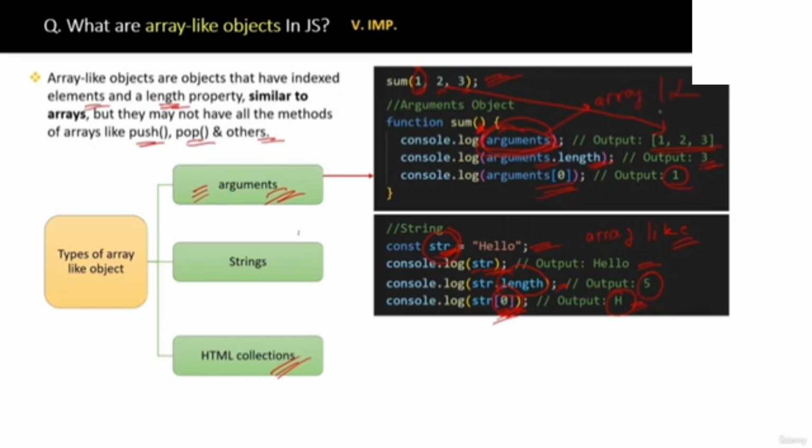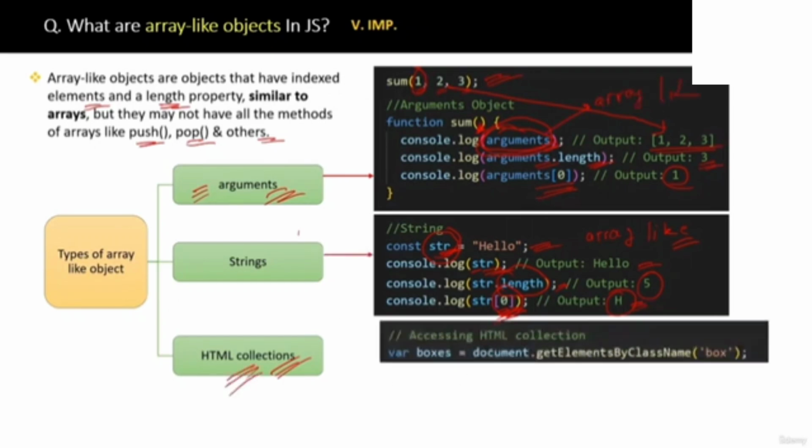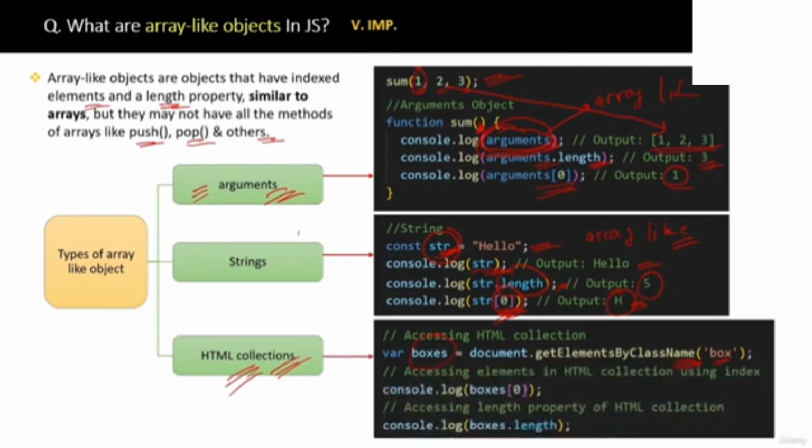The next one is HTML collections. Here in the code, you can see when we get elements by class name, we get a collection of elements in the boxes variable having the same class name, right? Then we can also access elements by using the index on this HTML collection, and we can also check the length of this HTML collection. Again, this is an array-like object. That's why we can do it. So this is the answer.